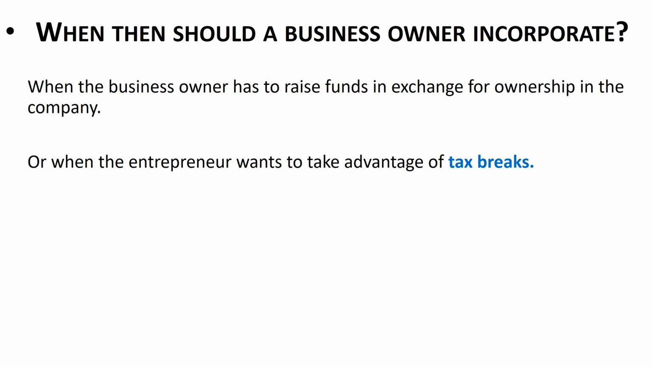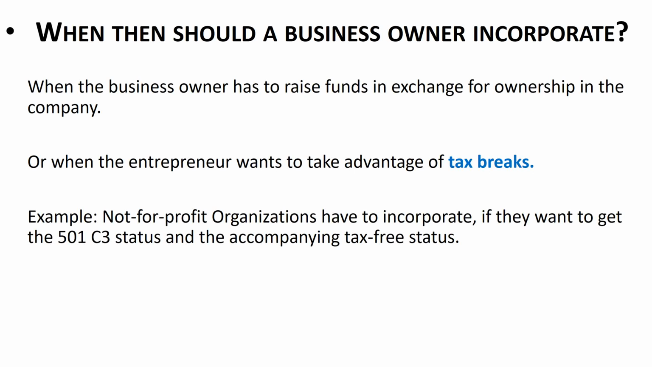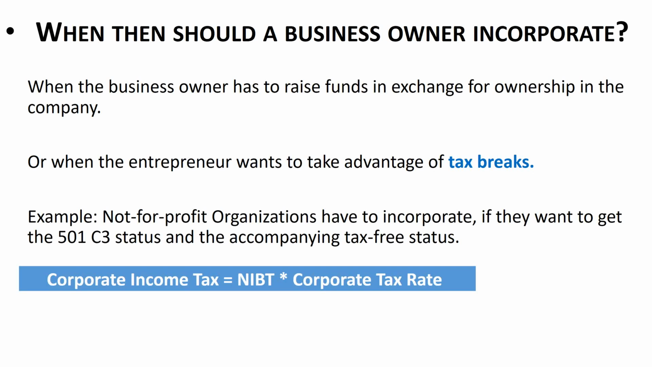But if you're a corporation, they know only the money that they give you is at risk, not their personal assets. Sometimes an entrepreneur wants to incorporate to take advantage of tax brackets. For example, for not-for-profit organizations, if they incorporate and get the 501c3 status, they get a tax-free status. Their income is not taxed, and any contributions people make to them are tax deductible for the donors.